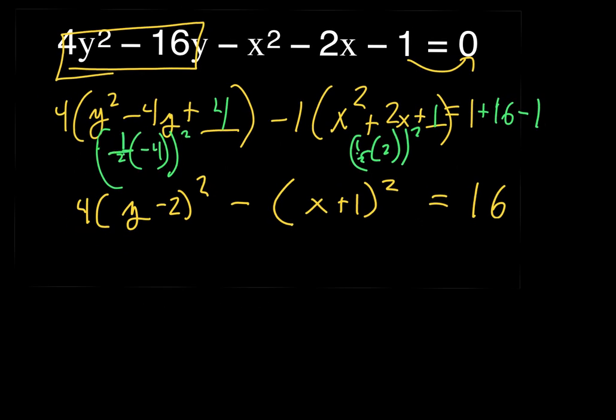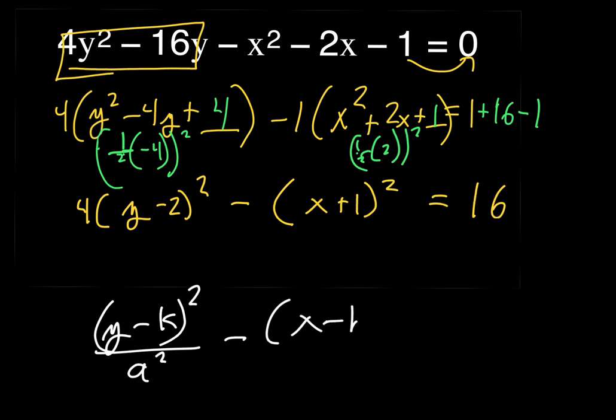So then I'm going to remember that y minus h, or k, squared over a squared, minus x minus h squared over b squared equals 1. That's the standard form for a hyperbola.